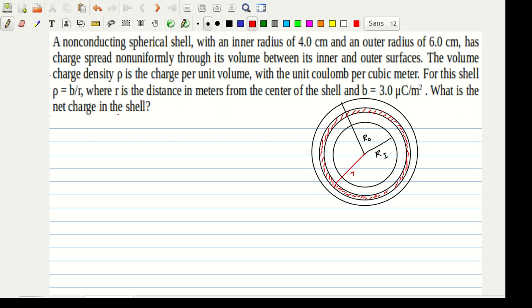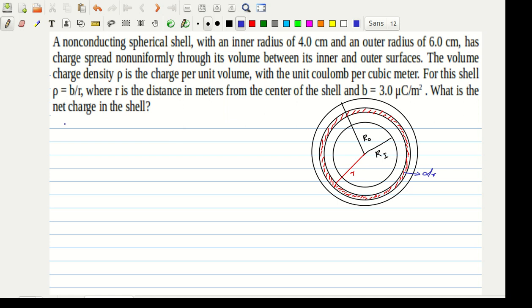Okay, so this is actually an integration problem. What we can do is consider a shell of thickness dr. So this shaded region has a thickness of dr, at a distance r. We can first find the volume of this thin shell. The volume of this thin shell is the surface area of this shell at r times the thickness.